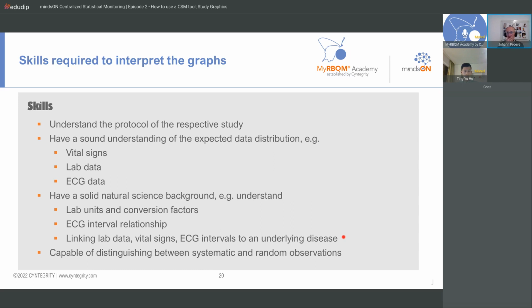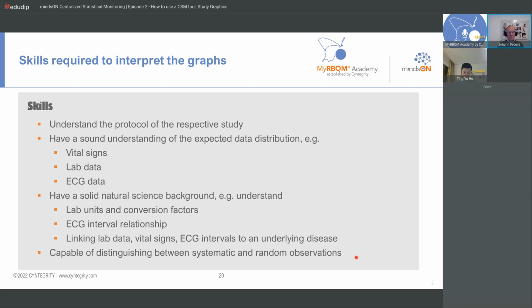So if someone has hypercholesterolemia, then yes, you expect that patient to have a high cholesterol level, and not say, okay, I have an outlier here, and therefore this is something that a monitor needs to check again. No, not necessarily. Take a look at the underlying conditions, and then you may get an explanation.